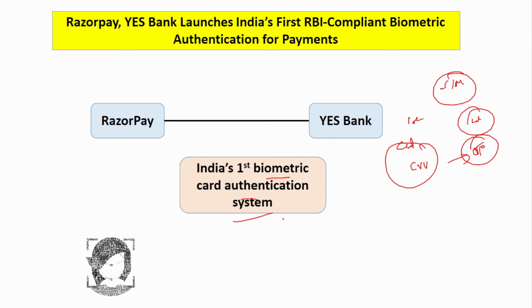So now the first level is card and CVV. Second level, instead of OTP, your facial scan is required. Just like how you unlock your phone using your facial scan, similarly, using this facial scan, you can authorize your payment. This is the first biometric card authentication system introduced by Razorpay and Yes Bank together.